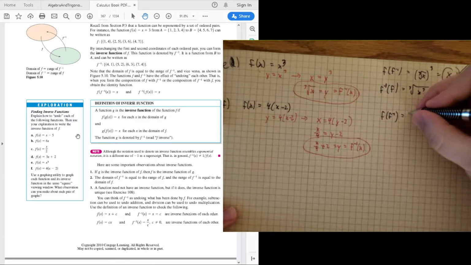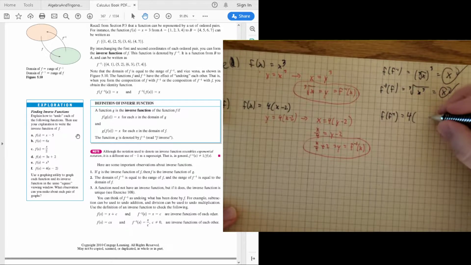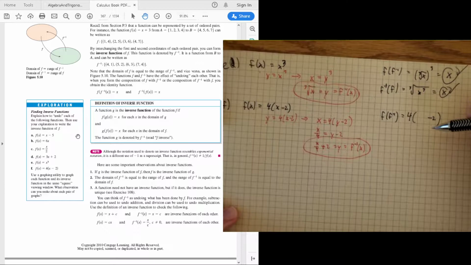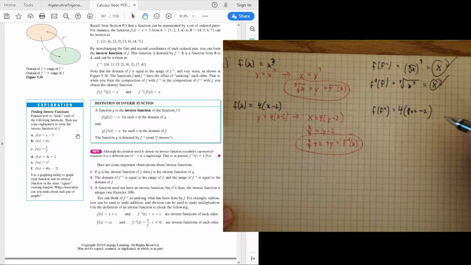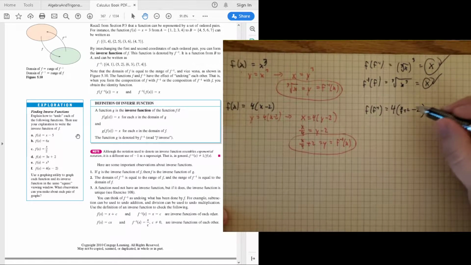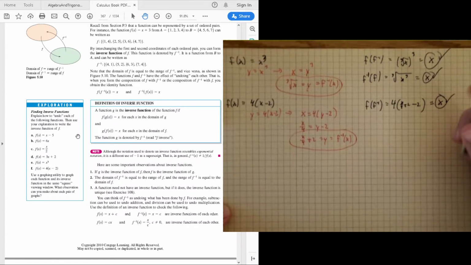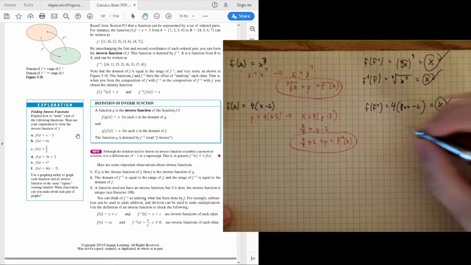So we take the original function f, 4 parentheses x minus 2, and everywhere there used to be an x, we replace it with the inverse function, x over 4 plus 2. When we do that, you can see that the plus 2 and minus 2 are going to cancel, and then you're going to have x over 4 times 4, which is going to be x by itself.